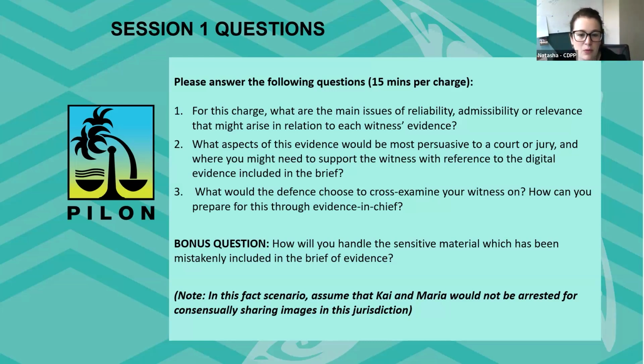If I can throw it out to our last question, noting the time: what do you think the defence would cross-examine witnesses on? And if there are any prosecutors online, how do you prepare for this in evidence in chief of your own witnesses? Joanne, do you have any thoughts on this question? In relation to preparing for cross-examination or examination in chief? Either, Joanne.